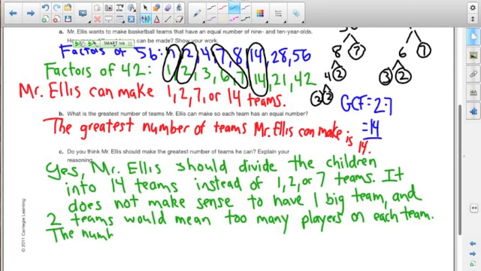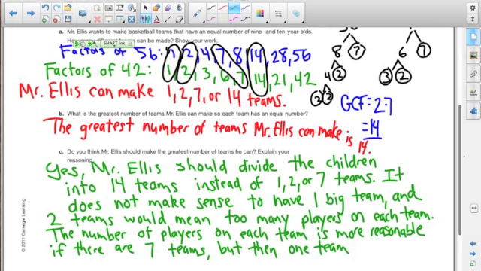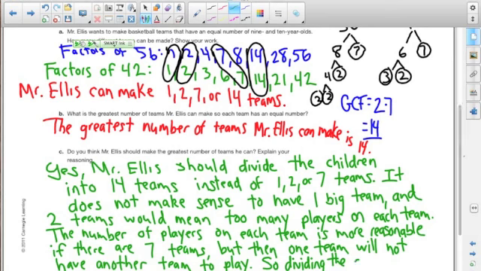Notice this answer. Notice that I'm not just writing down yes or no. I'm not just writing down yes and being done with it. I'm really going through and explaining it. Yes, Mr. Ellis should divide the children into 14 teams instead of 1, 2, or 7 teams. Does not make sense to have one big team, and 2 teams would mean too many players on each team. The number of players on each team is more reasonable if there are 7 teams, but then one team will not have another team to play. So dividing the children into 14 teams makes sense. Clear, complete sentences, easy to understand if somebody else is reading my explanation. Okay?